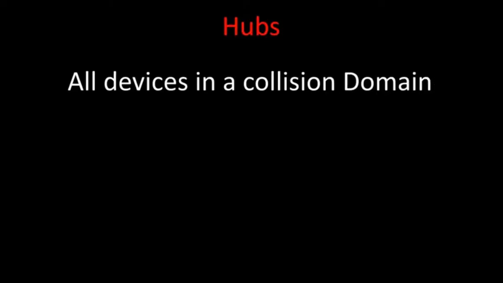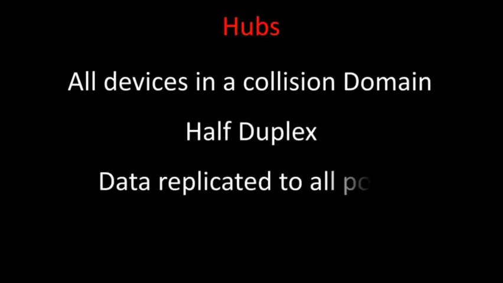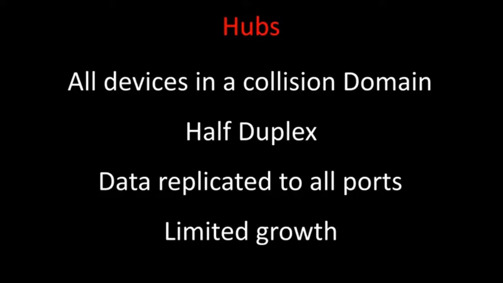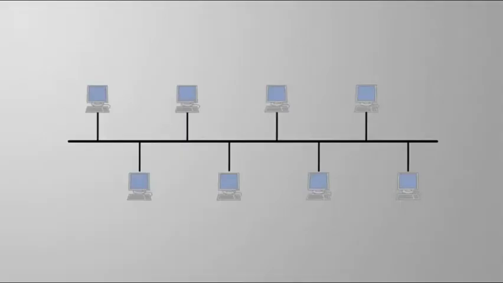Well, we've seen that hubs were an improvement, but they still do have some downsides. All devices are in the same collision domain. They use half-duplex communication, and data is sent out every single port. All this adds up to limiting how far the network can grow. So, to address some of these concerns, network bridges were created.